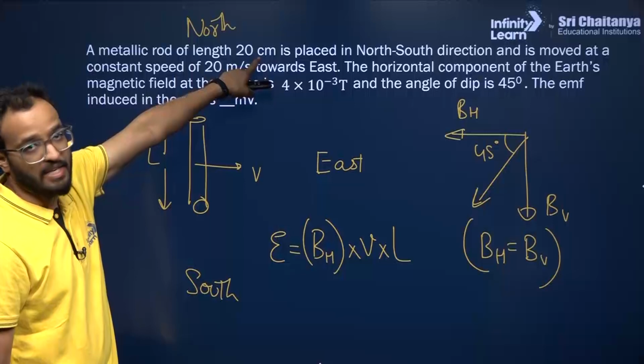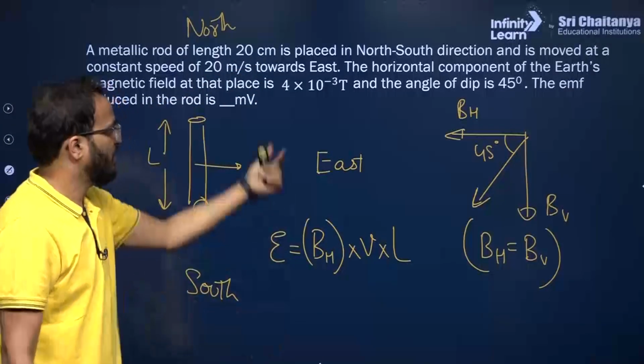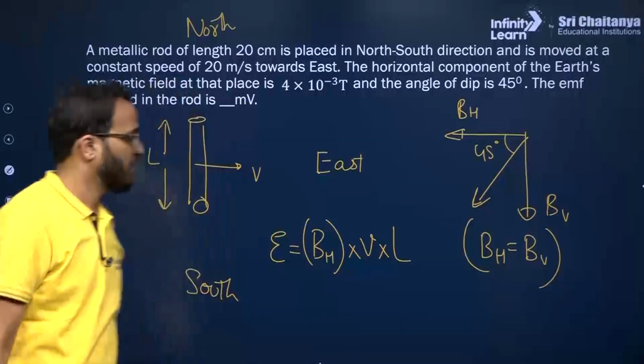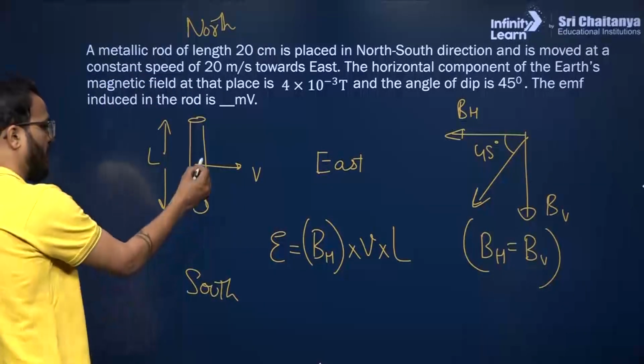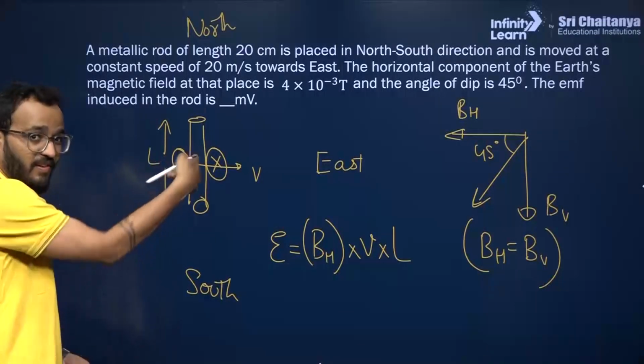That's all. Speed is given, length is in centimeter, please convert it into meter. Magnetic field is also given. So it will remain this only. Do not take any components. Clear? Because we want magnetic field to be into the plane. Like this, BV we want, okay?